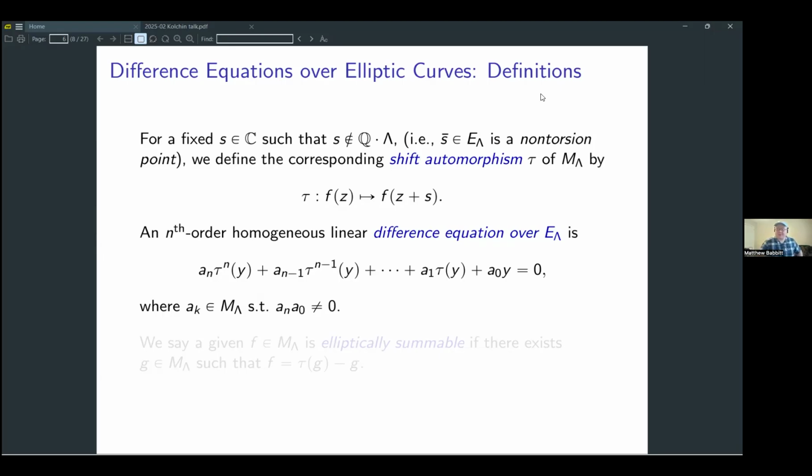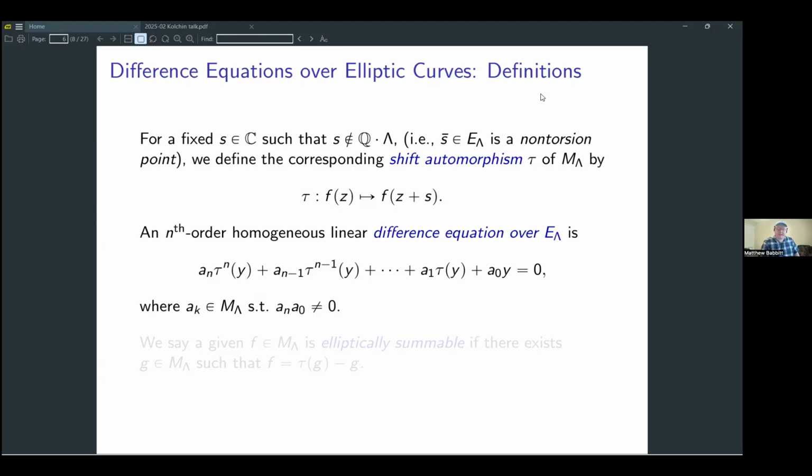Our shift automorphism on the field of elliptic functions is defined by taking an elliptic function and shifting the input by S. So f of z goes to f of z plus S. And this does, in fact, define an automorphism on the field of elliptic functions. And with this automorphism, we can then define a linear difference equation over the elliptic curve with respect to this particular automorphism. And it is an equation of this form, where the first and last coefficients are non-vanishing, right?